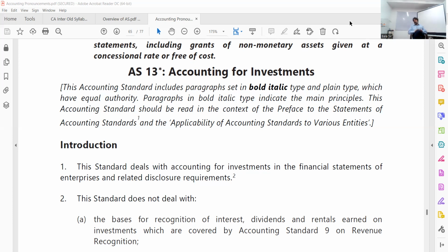Now let us first of all understand the definition of investment. Refer to paragraph number 3 in your accounting pronouncement book. In that, refer to para 3, 3.1, which defines what is an investment. And also we'll read the definition, what is the meaning of current and long-term investments. And then you can take down these 3 definitions in your notebook. Is that fine? So let's go through the definitions. It is 3.1. Next page.